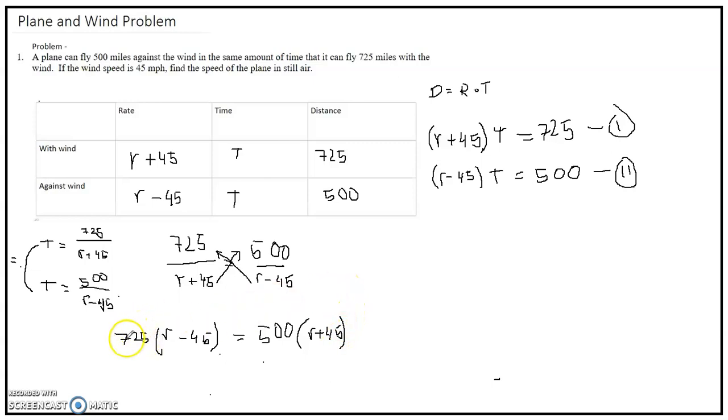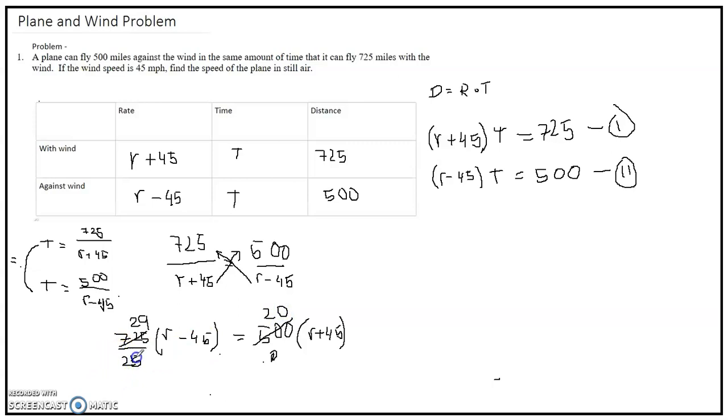So right now we can start distributing the 725 over r and 45, and we can distribute 500 over r and 45. But these are big values, so the thing you want to look out for is to simplify them before we start distributing. We can see that 725 and 500 can both be divided by 25. 25 times 29 is 725, so dividing 725 by 25 gives us 29. Dividing 500 by 25 will give us 20. We're just dividing both sides by 25.